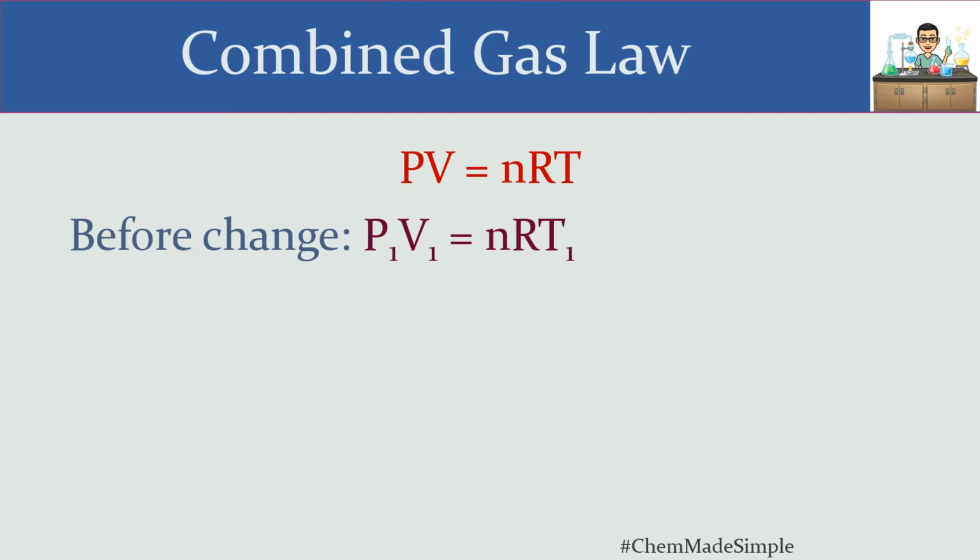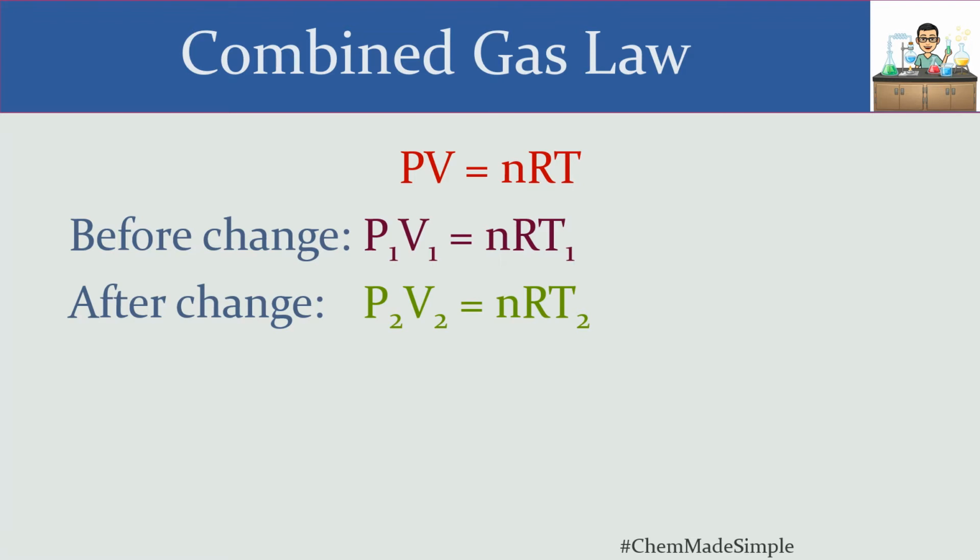Before the change, we're going to call that situation 1. The things that we're going to vary are pressure, volume, and temperature. We're going to keep the number of moles of gas the same, meaning that no moles of gas are entering and no moles of gas are leaving. We're assuming that the sample doesn't leak any gas, and doesn't allow any gas in. Before the change, the pressure used to be P1, the volume V1, and the temperature T1. After the change, we're going to call those P2, V2, and T2.